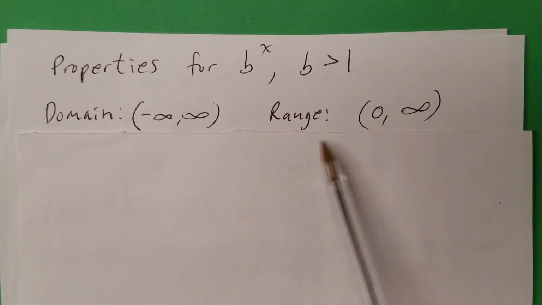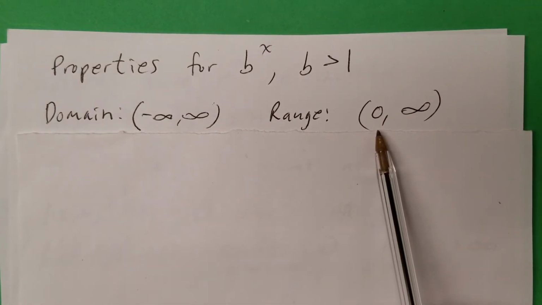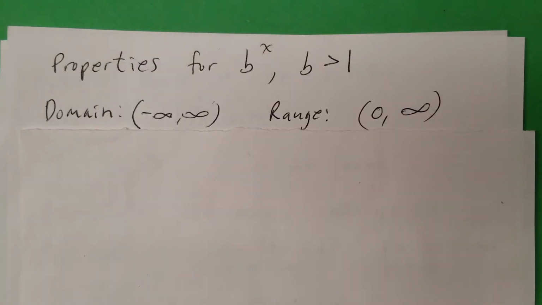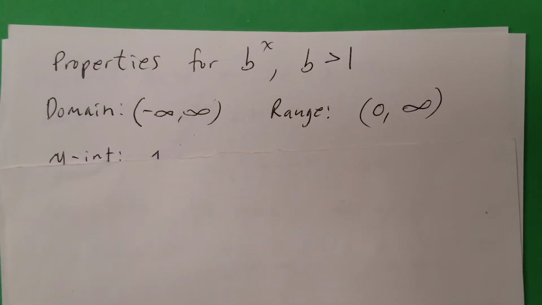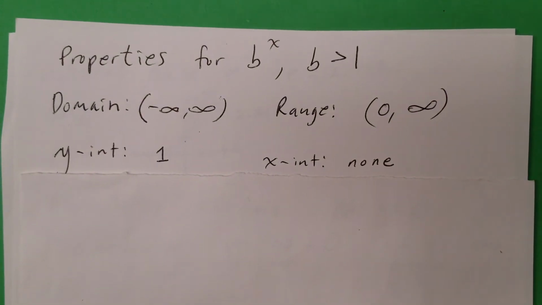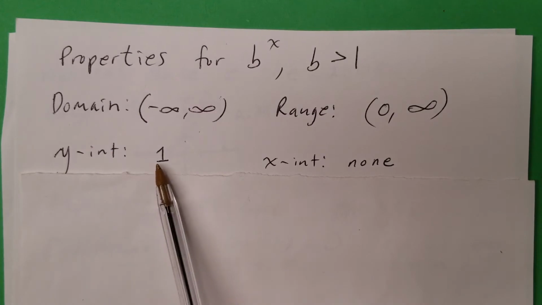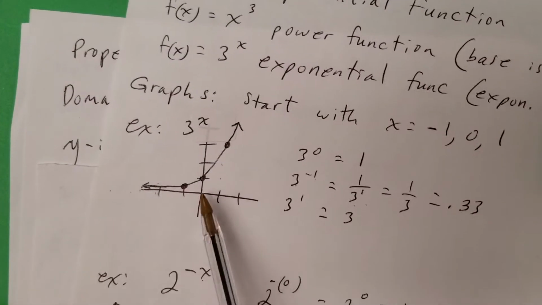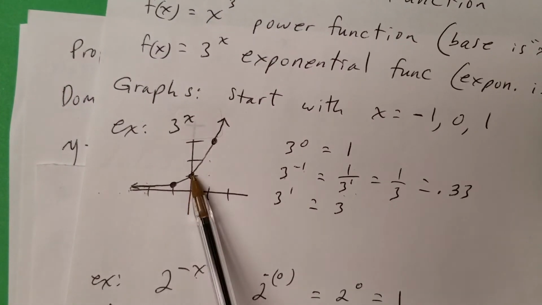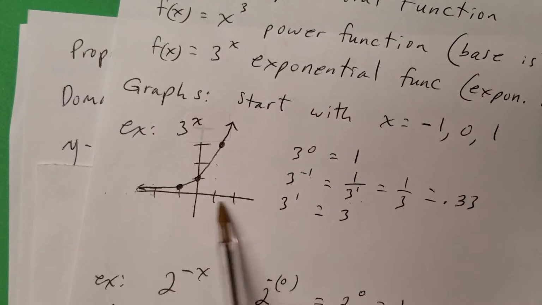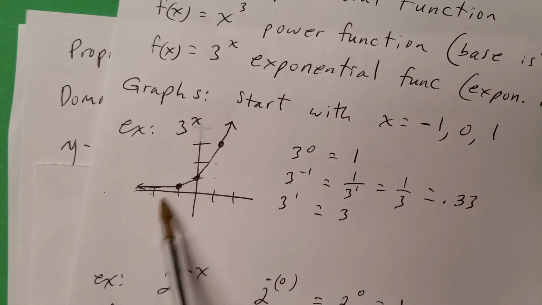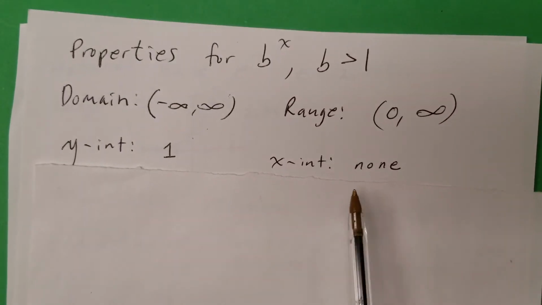But the range doesn't go below 0. Right? From bottom up, it doesn't go below 0. So the range is going to be 0 all the way up to infinity. How about the intercepts? We always go through 1. Remember that? When x is 0, we always go through 1. So our intercept of the y-axis is at 1. How about the x-intercept? None. We never go past this line, so we're never going to cross the x-axis. None.